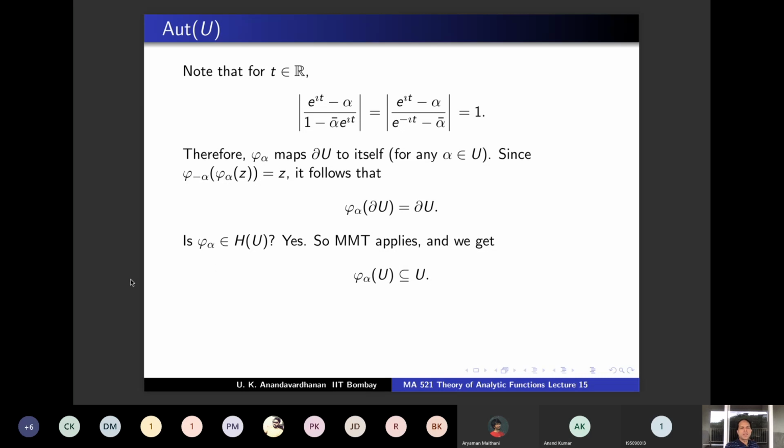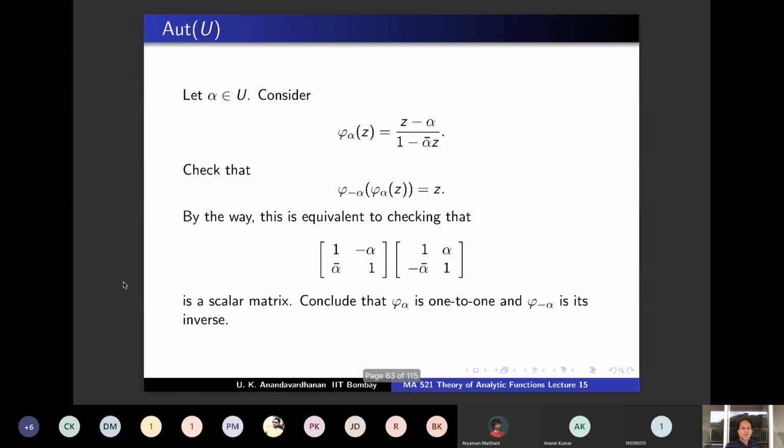So this is MMT, and therefore the same argument applies. Because you have this identity, if Z is from U, you can write it as phi alpha of phi minus alpha of Z. And phi minus alpha of Z is in U because Z is in U. So you have got a pre-image in U. So this follows, and the same argument shows that phi alpha of U is equal to U. So what we have shown here is that this function maps the boundary of U onto the boundary of U, and it maps U onto U. This is what we have observed.